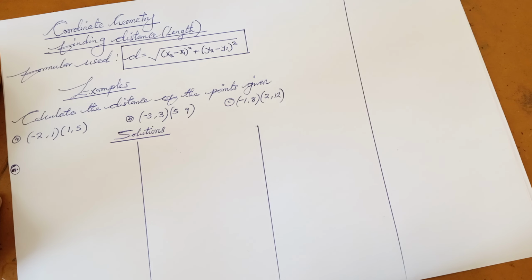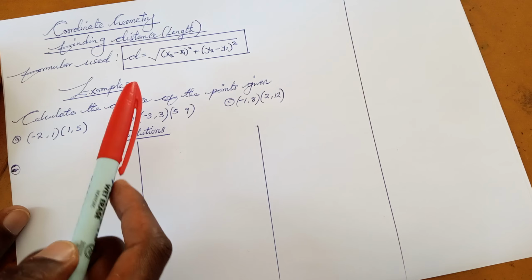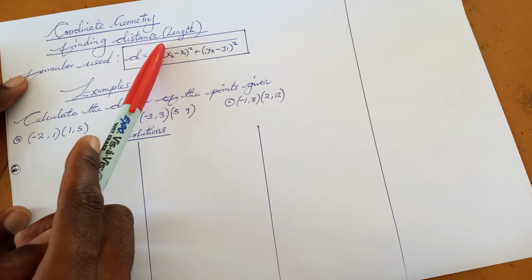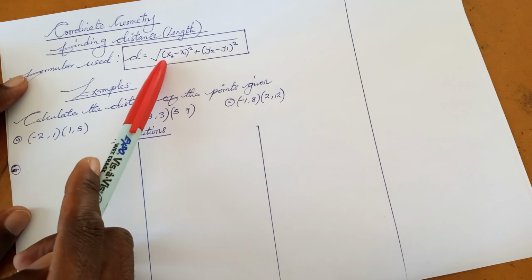So today we are going to look at how to calculate distance, that is under coordinate geometry. Okay, so this is very simple. So for us to find distance, we use the formula d is equal to the square root of, in brackets, x2 minus x1 squared plus, in brackets again, y2 minus y1 squared.